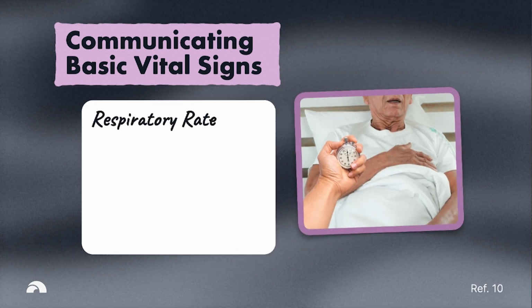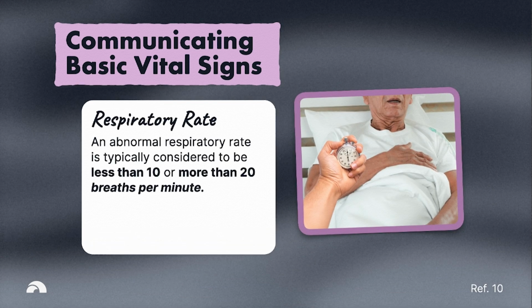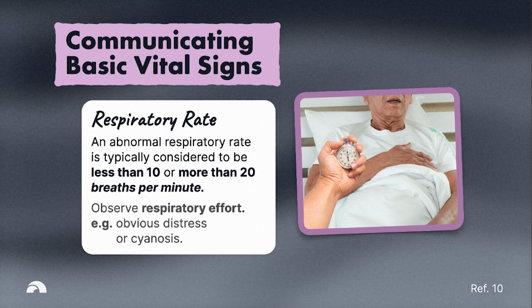Respiratory rate. An abnormal respiratory rate is typically considered to be less than 10 or more than 20 breaths per minute. Additionally, respiratory effort needs to be observed as well, for example, obvious distress or cyanosis.